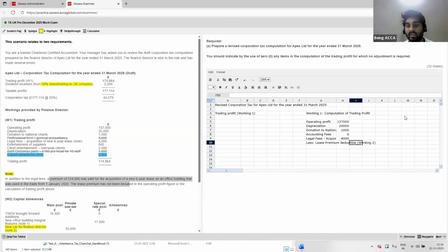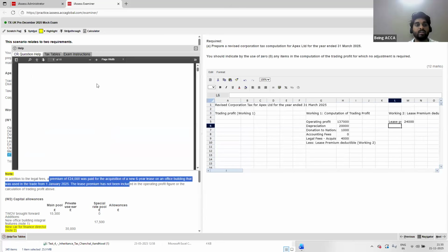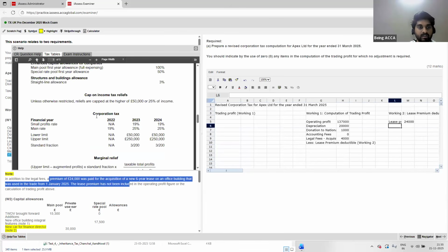Working 2. Over here, if we show it as working 2, it would be the lease premium deductible computation. Writing this way, first we'll have the lease premium paid. The lease premium that is paid would be 24,000. From that, we can deduct the lease premium allowable, which can be calculated by using the formula that is provided to us over here.